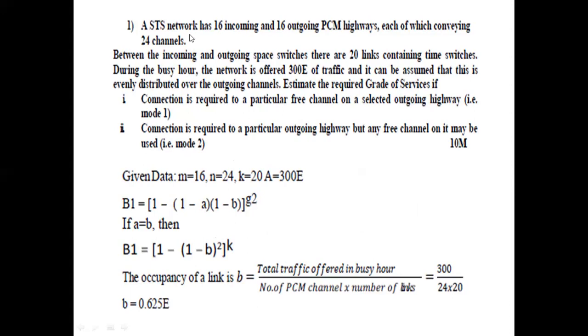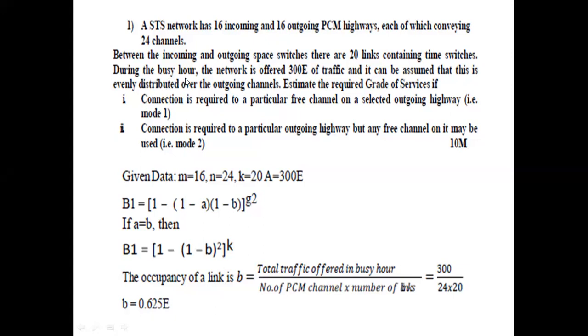It says an STS network has 16 incoming and 16 outgoing PCM highways. Each of the 16 PCM highways coming into the system is a 24 channel system. Between the incoming and outgoing space switch there are 20 links. That means the intermediate links which connect these two space switches, as it is an STS switch, the number of links that you are using to connect these two space switches is 20.